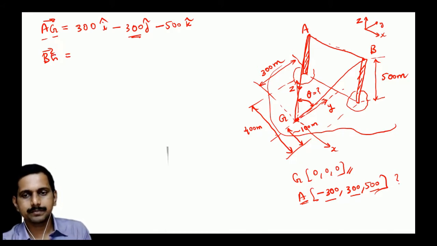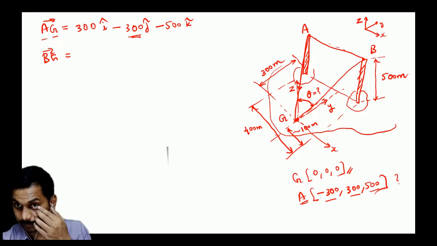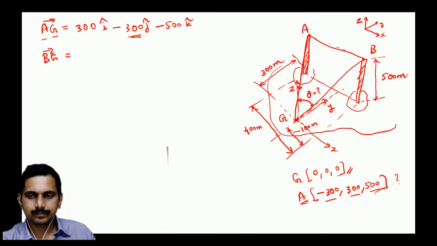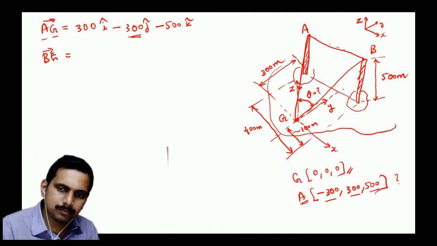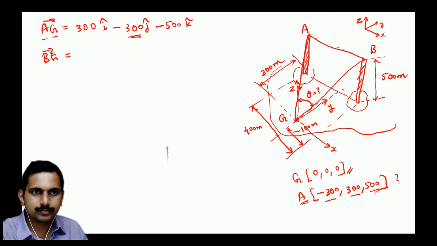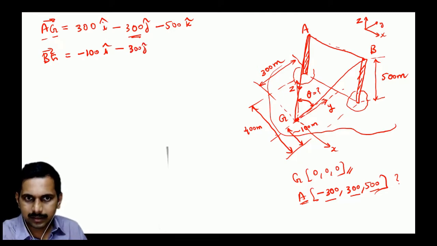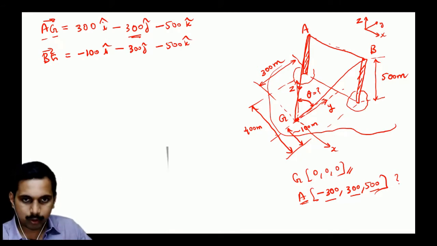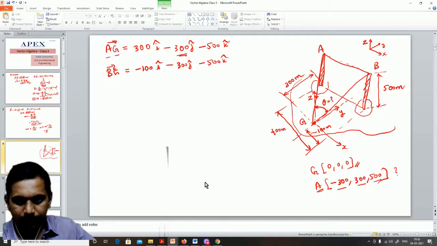What is BG, students? Do not pretend to know something. Be very grounded, okay? Anyone know? Minus 100i, minus 100i, minus minus 100i, 300j, minus minus 300j, minus 500k. Very good. Simple.